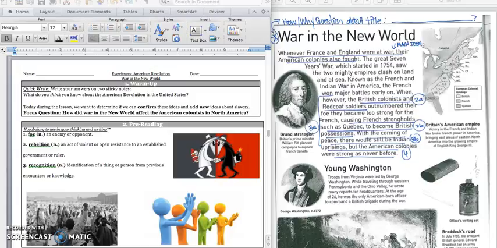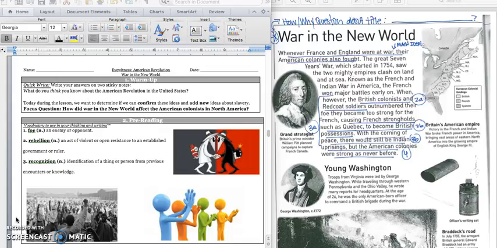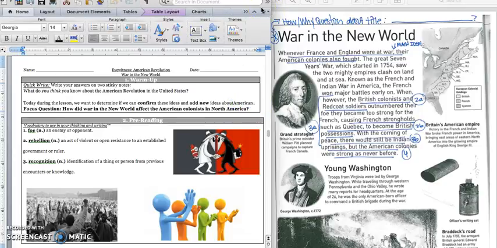Good afternoon, fourth grade. We're going to continue reading in our text about the American Revolution. Before we get started, we already completed our quick write as a whole class about what we thought we knew about the American Revolution, and by the end of the lesson, we'll be able to confirm or add new ideas about the American Revolution.